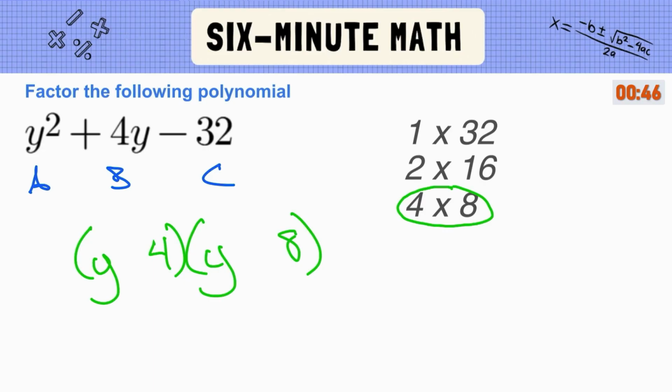I need to determine which one is positive, which one is negative. Well, I have a plus or positive b value, which would make my higher binomial the positive and my lower binomial the negative. If I were to add 8y and negative 4y, I get 4y. And negative 4 times positive 8 is negative 32.